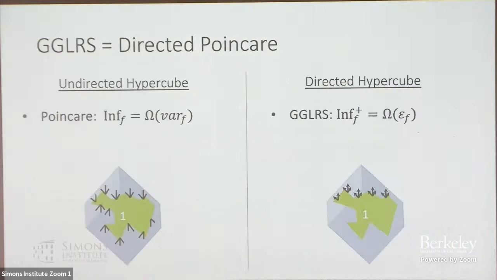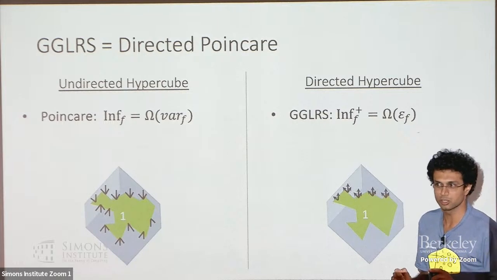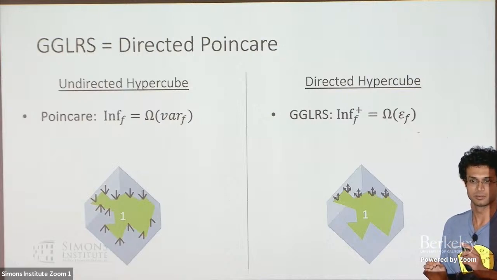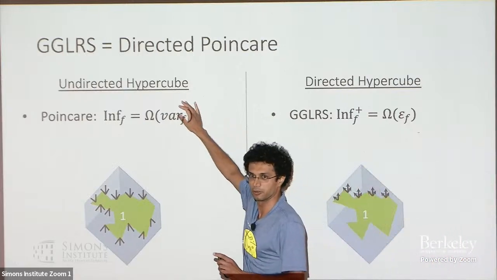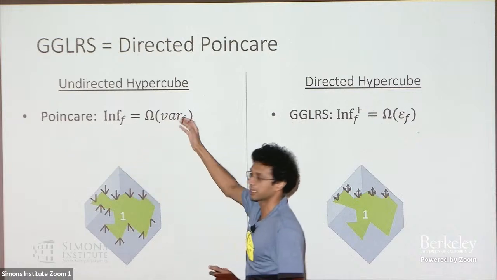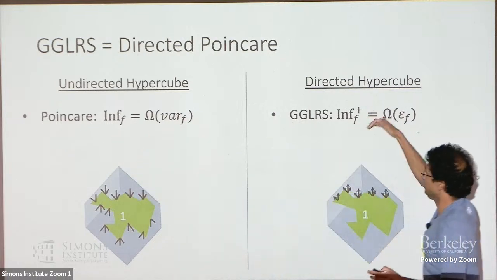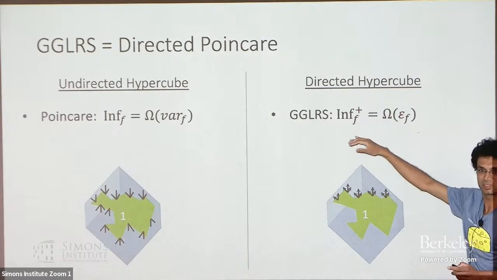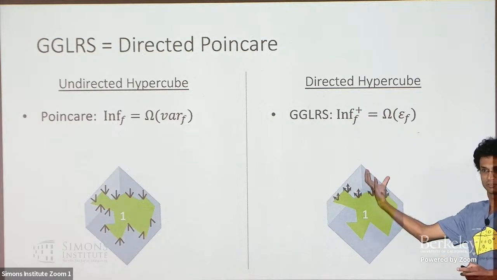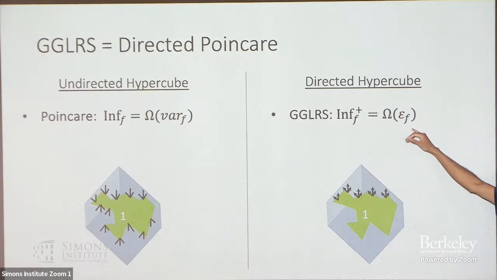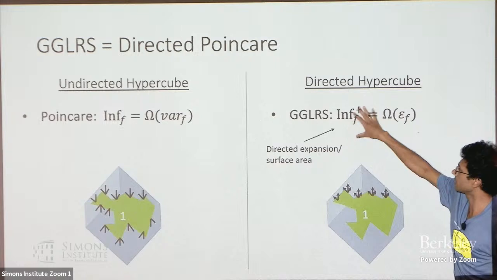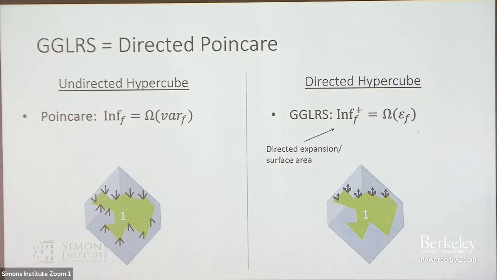Okay. So this is now quite fascinating: the GGLRS bound looks like a directed Poincare statement. In the undirected hypercube, the Poincare inequality says influence is Omega of variance. And the GGLRS bound says this influence plus, which is the directed influence going upwards from a set, is Omega of epsilon f. So it's like some kind of directed expansion or directed surface area, and epsilon f is like a directed volume, somewhat strange. It's a very different way of thinking about what epsilon f is.